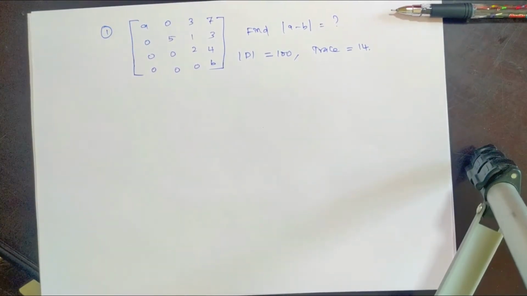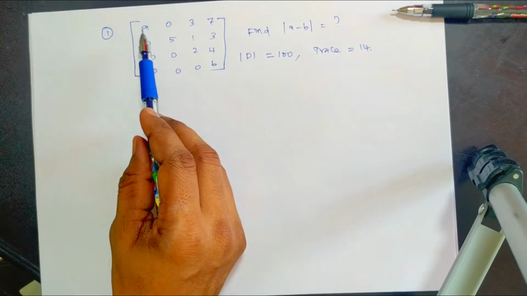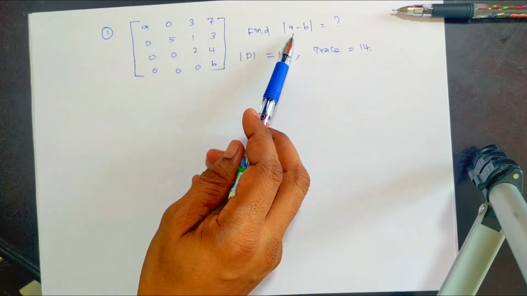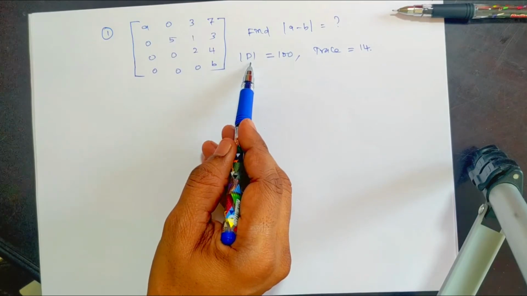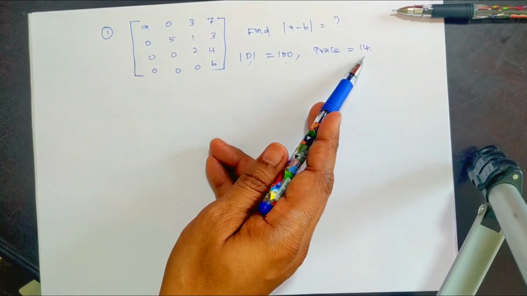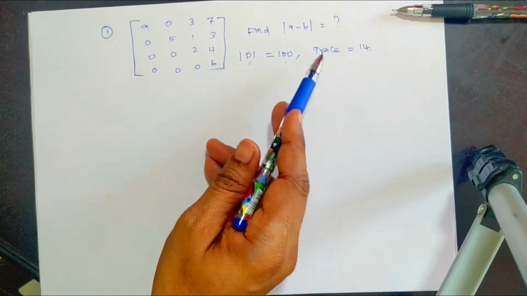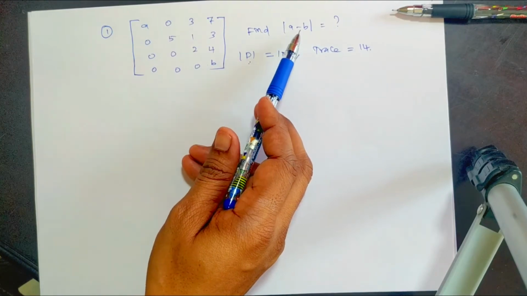Okay, so with the help of the properties of determinant, we will solve some of the GATE problems. So the first GATE problem is this one. For a given matrix, find the modulus of A minus B, with the help of the information that the determinant is equal to 100 and the trace is equal to 14.